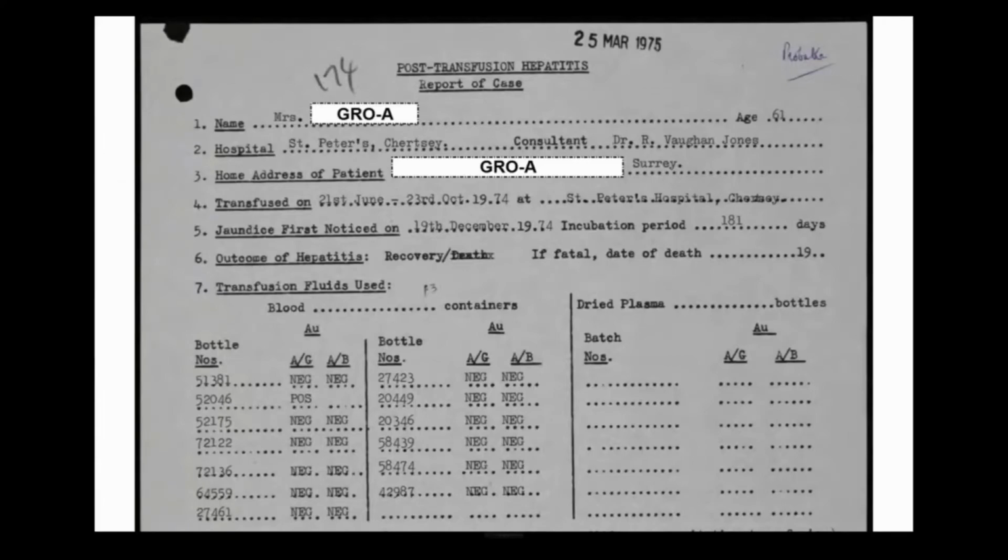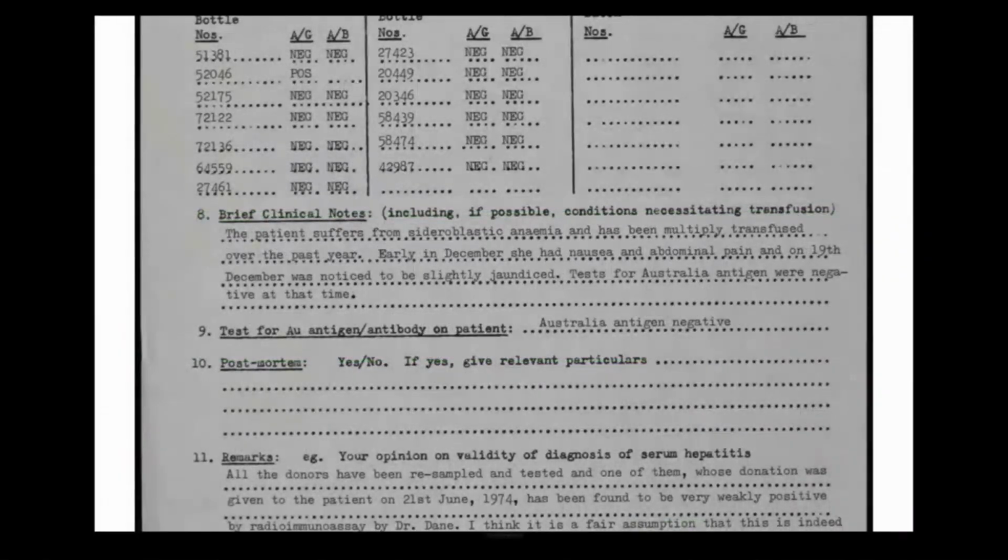And here we have at paragraph 8, or point 8 on the form, the brief clinical notes of what had happened to the patient, and above it we have a note of the bottle numbers for the blood that had been transfused at point 7. And then at point 11, there's a space for remarks.